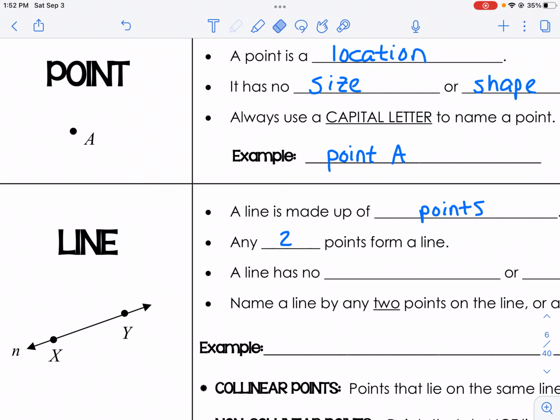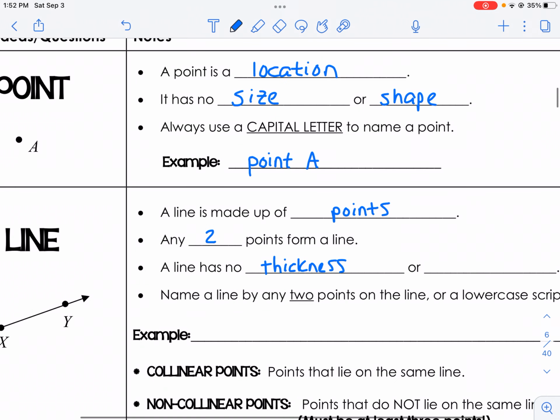Let me erase that. A line has no thickness or width. It's not like a border where there's a thickness to something and you're defining it. It's infinitely thin because it's just a bunch of points in a row. Naming them is very important.